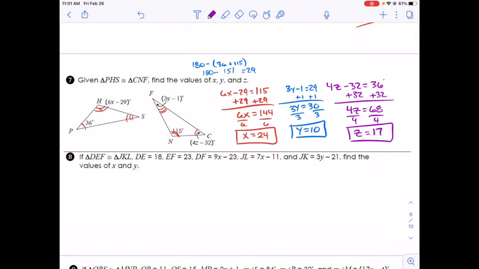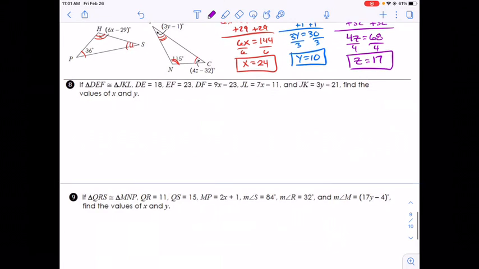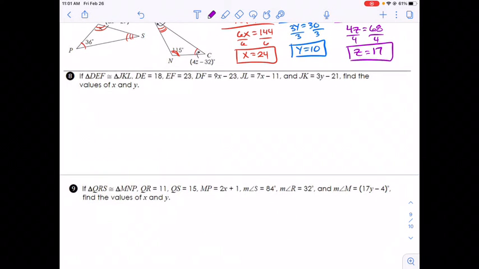All right, let's look at number 8. So number 8, it says that triangle DEF is congruent to triangle JKL. And DE is equal to 18, EF is equal to 23, and DF is equal to 9x minus 23. JL is equal to 7x minus 11, and JK is equal to 3y minus 21. Find the values of x and y.